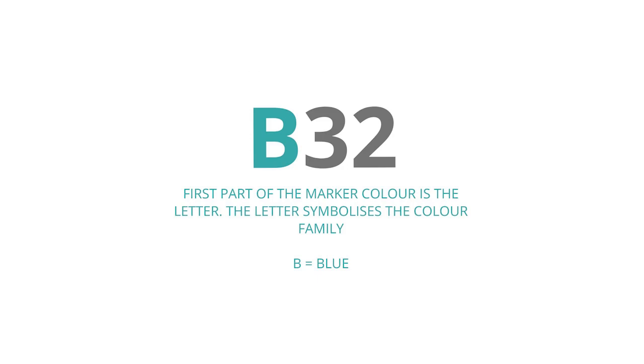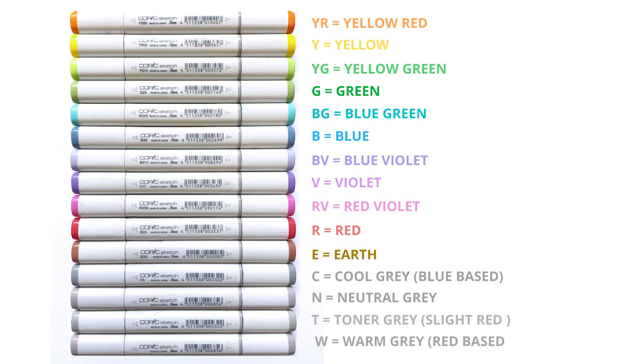We've got a whole different bunch of letters and numbers on the end of the cap of a marker. The first thing that we see are the letters. The letters are the color family. So for example, B equals blue, RV equals red violet, and so forth, and that makes up the color wheel of all the color families.